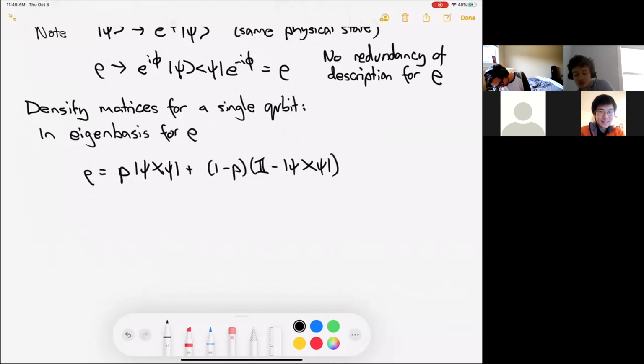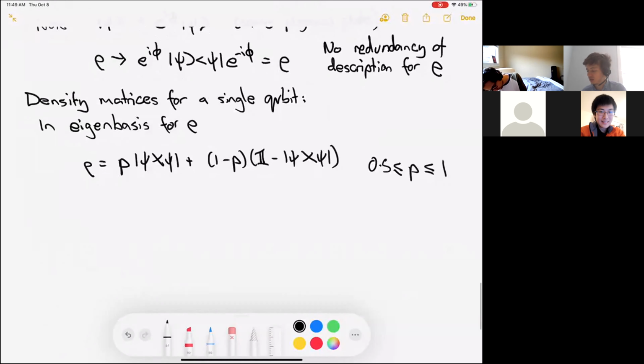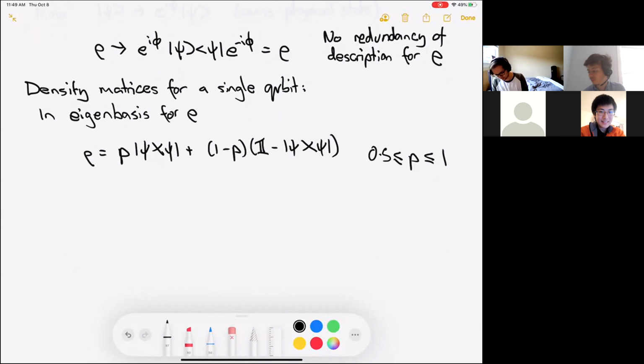And more than that, we can assume that p is at least 0.5. Because if p is less than 0.5, then 1 minus p would be more than 0.5, and then we could instead work with the state orthogonal to psi. We call the identity minus the projector onto psi the projector onto phi, and then we'd say the state is 1 minus p times the projector onto phi, and we call 1 minus p p. Okay, that clear to everyone?